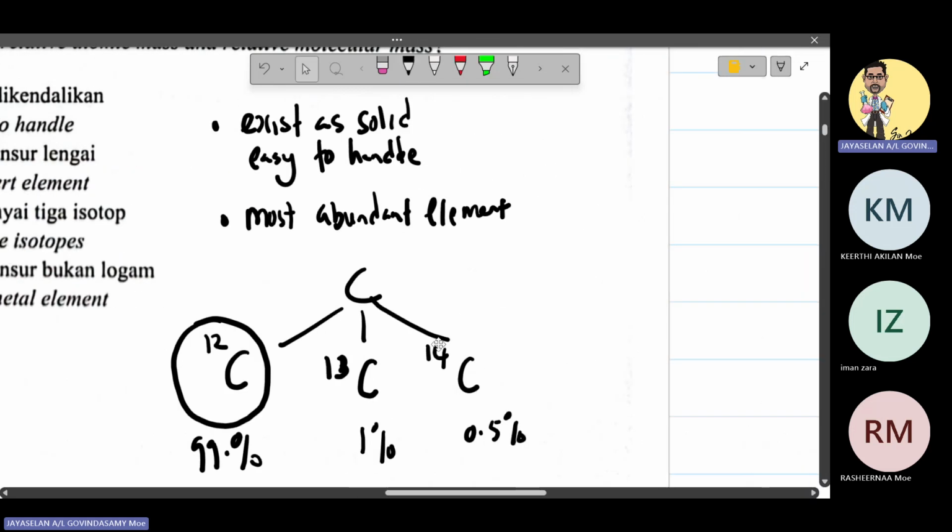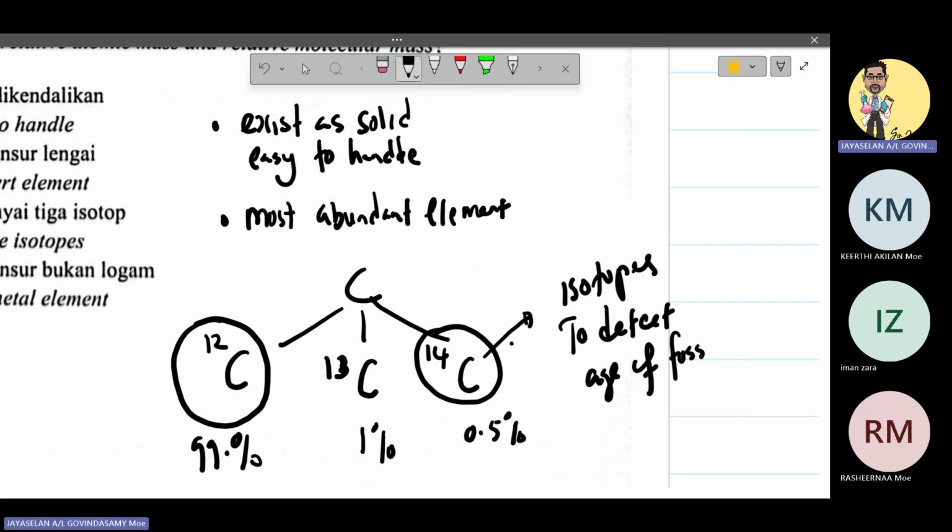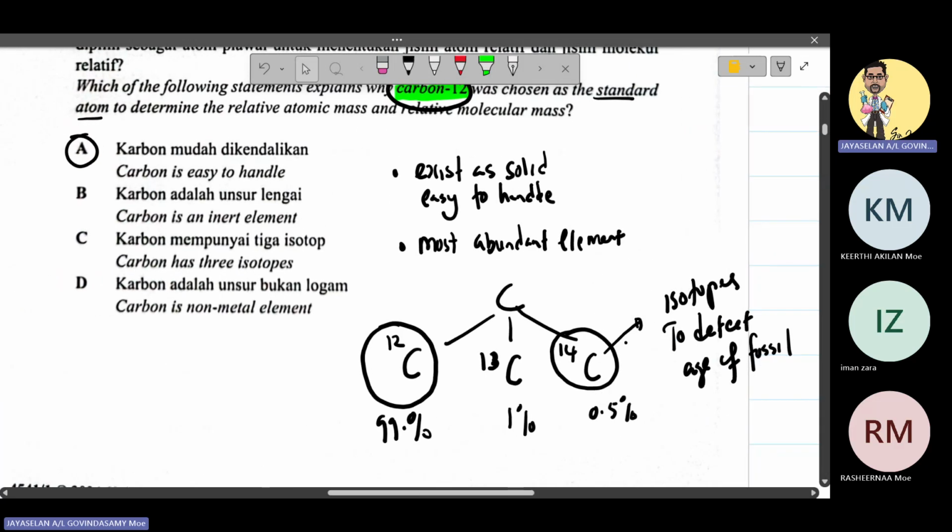Okay, one more. If they ask about carbon 12 and carbon 14, what is the function? These are isotopes. Carbon 14 is used to detect the age of fossil. Carbon 12 is used as the standard atom. Okay, why is carbon 12 used as the standard atom?